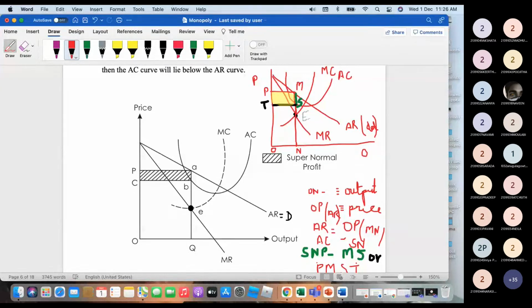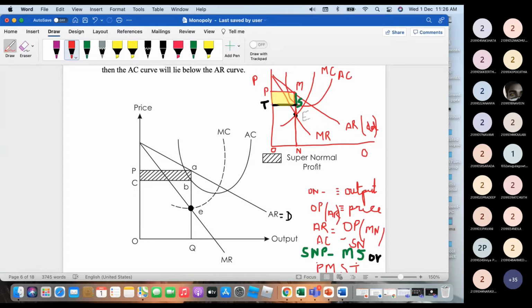Did you get it, students? So in this graph and in subsequent all the graphs, we are going to take 4 curves: AR, MR, AC, MC. MR and MC will be used to find out the equilibrium point. AR and AC will be used to find out the profit or loss. That is what we are going to do in all subsequent graphs.